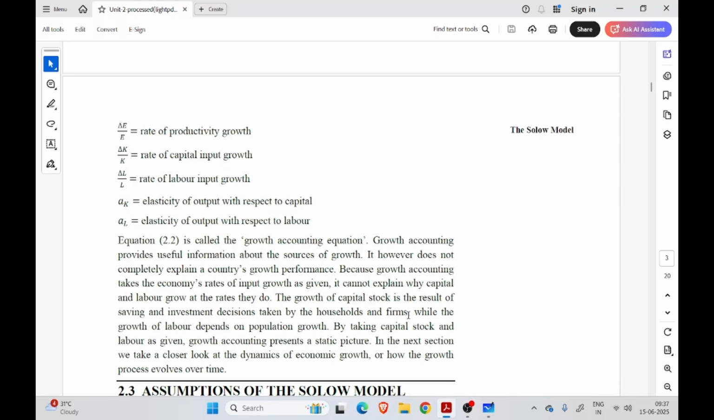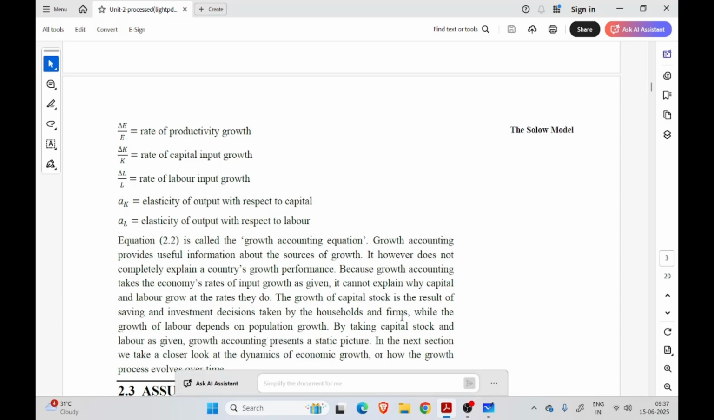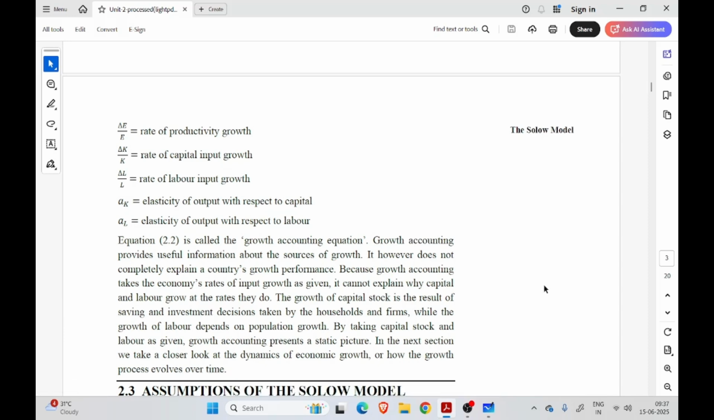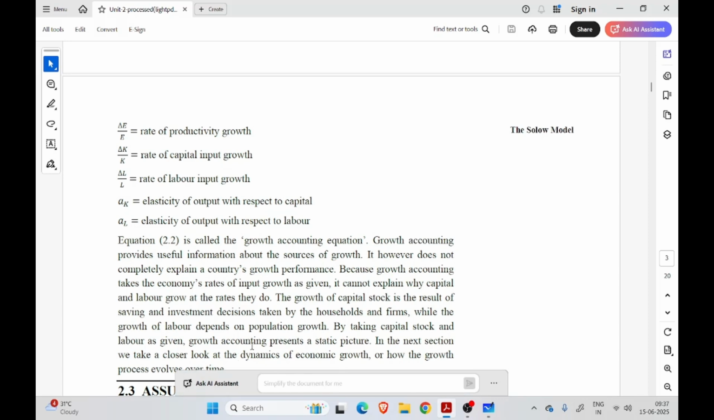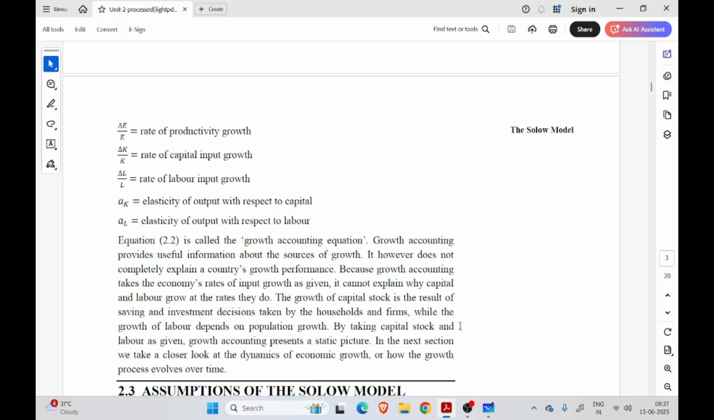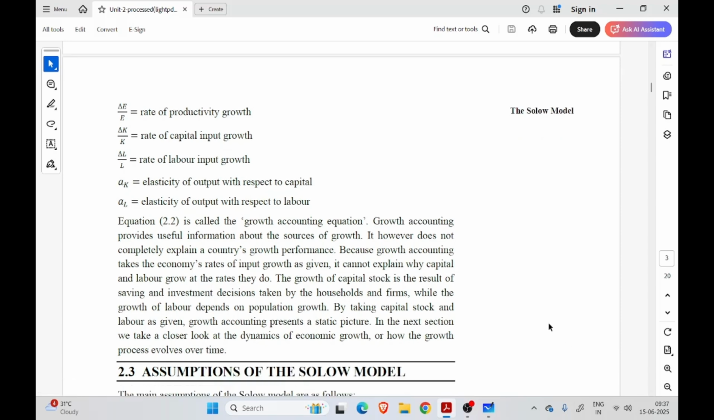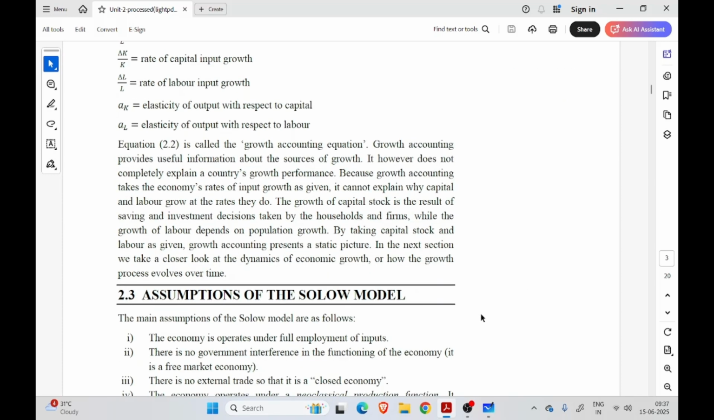The growth of capital stock is the result of saving and investment decisions taken by households and firms, while the growth of labor depends on population growth. By taking capital stock and labor as given, growth accounting presents a static picture. In the next section, we'll take a closer look at the dynamics of economic growth.